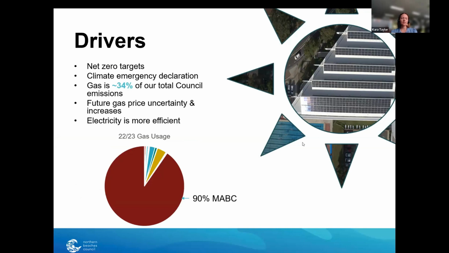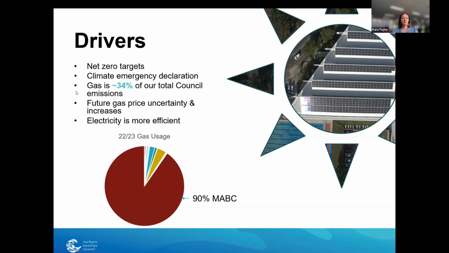Obviously, our net zero targets. We set them back in 2019, and at the same time, we did our climate emergency declaration. Big drivers for the emissions part of the project. And then you get to the more financial side. So gas is 34% of our total council emissions. That's after we got rid of electricity emissions. Like lots of councils, we signed on to a PPA, which reduced our emissions by about 80%. But then the byproduct of that is our gas emissions went up significantly in terms of percentage. So 34% of our total council emissions are gas.